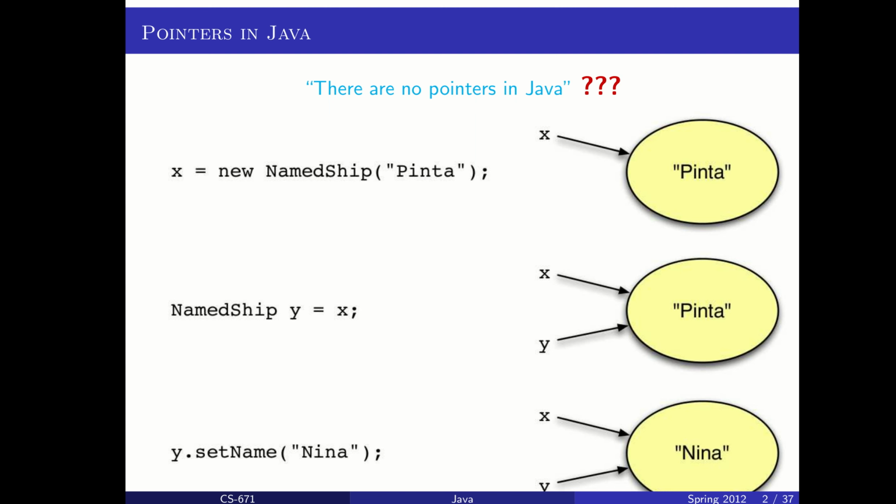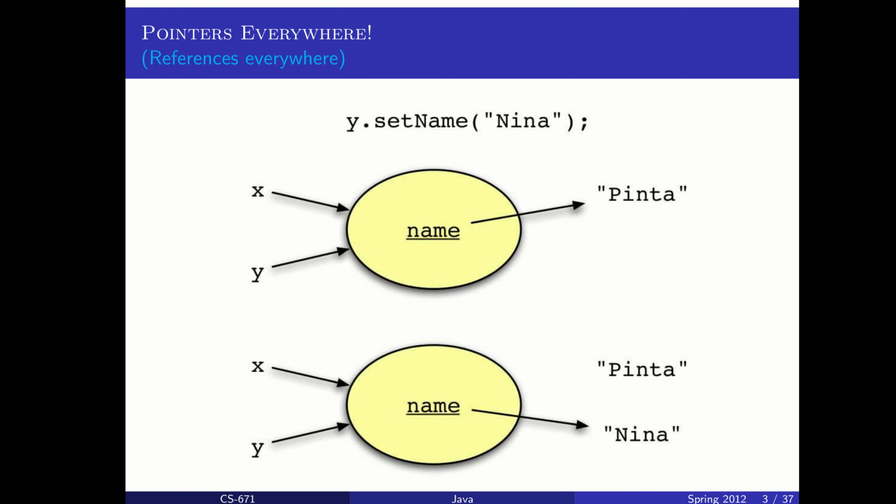When we say x equals new NamedShip, we're creating a reference to some NamedShip object out in memory. And then when we say NamedShip y equals x, we are creating a second reference to that, like a second pointer to it. And if we change the name of y, if we set name for y, we are changing it in that one referenced location, much like if you've worked with pointers before, that change would be reflected for all of the pointers. So no, we can't manipulate memory the way that we could in C or C++, but yes, we do have references. We sort of have pointers.